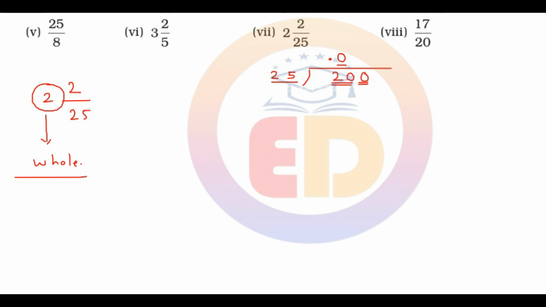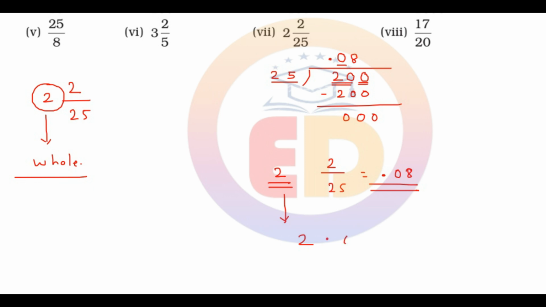In 200, 25 will go 8 times. 25 8s are 200. My division is complete. My quotient is 0.08. So 2 upon 25 will give me 0.08. This is the decimal part, and my whole number part is 2. Let's write them together. This will become 2. Decimal part will be 0.08. This is my final answer.